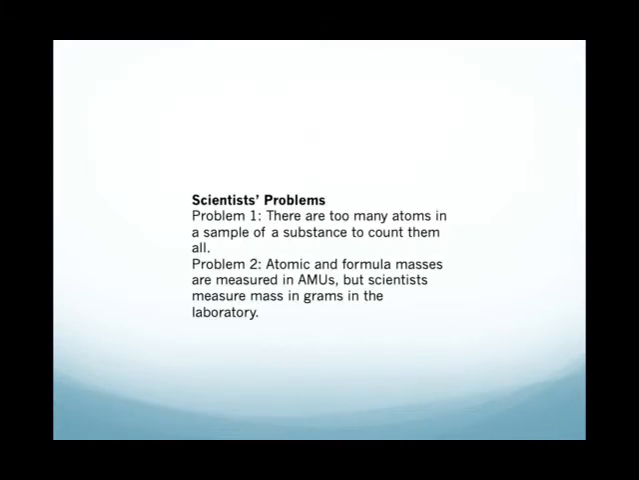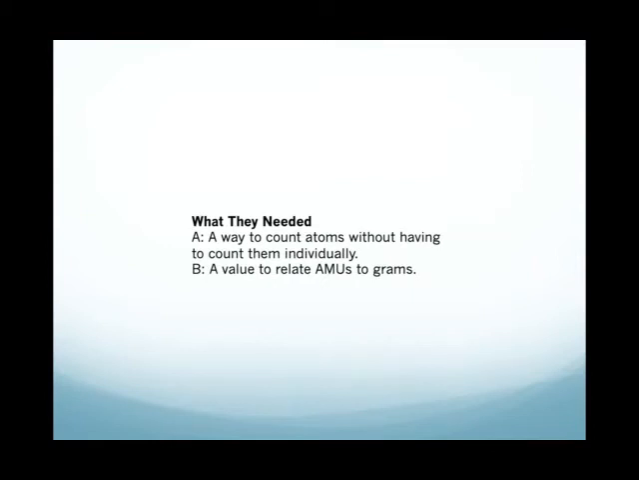Now the problem for the scientists was that there are too many atoms in a sample of a substance to count them all. Atomic and formula masses are measured in atomic mass units, but scientists measure mass in grams in the laboratory. What they needed, first, was a way to count atoms without having to count them individually, as counting them individually was an impossible task.